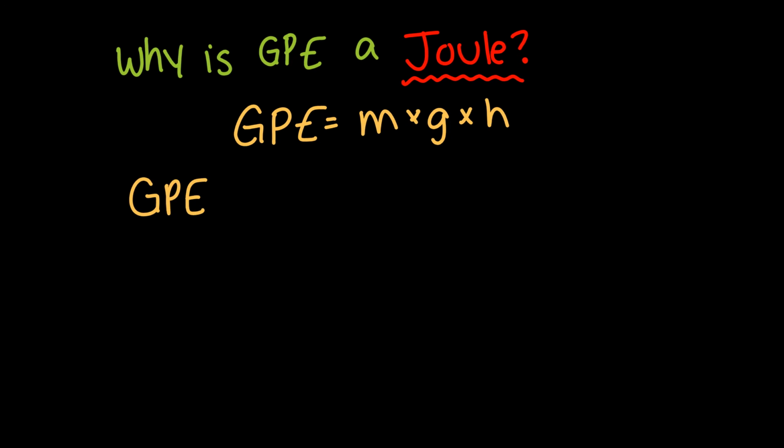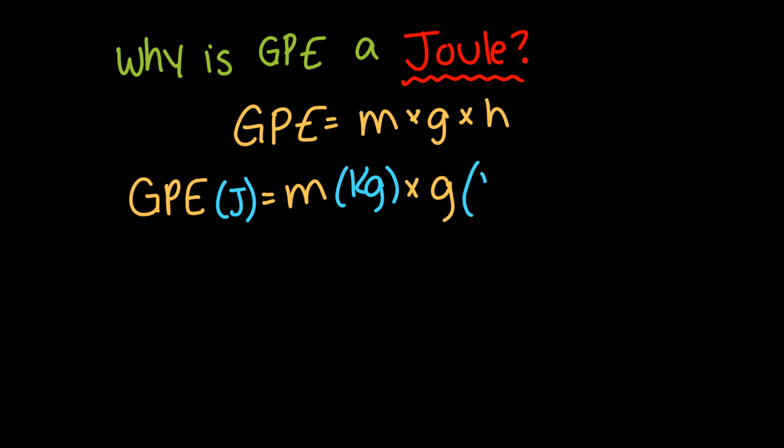The unit for GPE is a joule. The unit for mass is a kilogram. The unit for gravity is meters... let me erase that. It is meters per second squared. And finally, the unit for height is usually a meter.